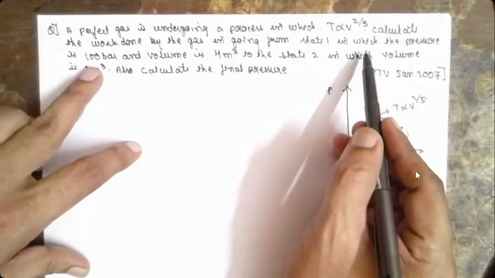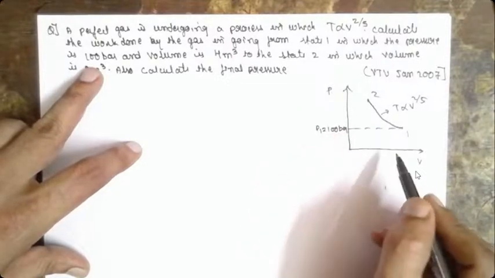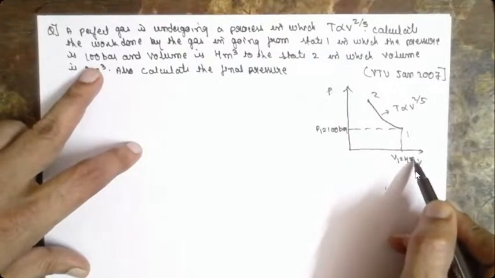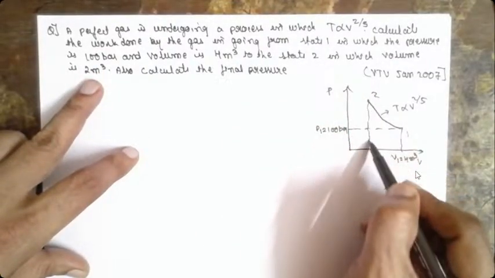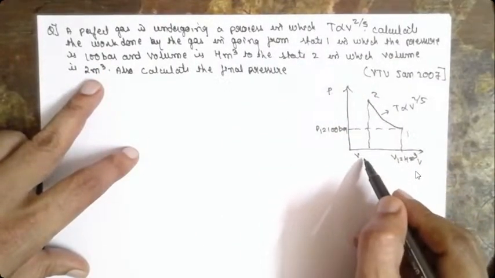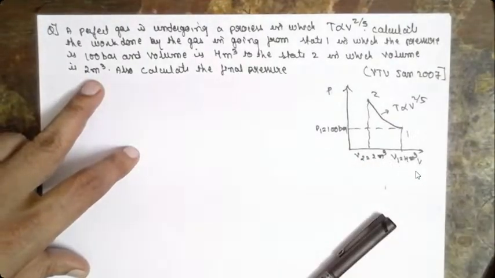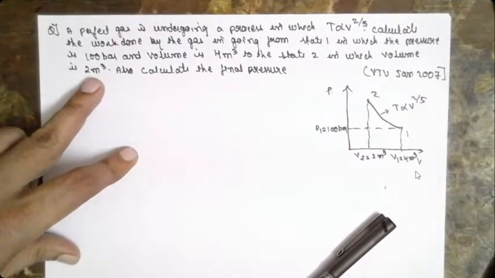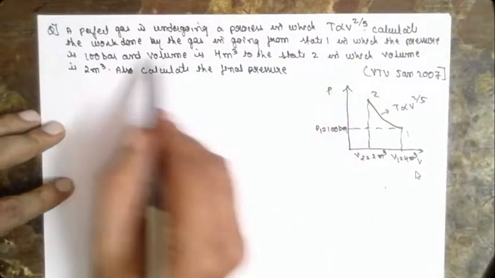State 1 and 2. The pressure is given. P1 is equal to 100 bar and volume V1 is equal to 4 meter cube, to the state 2 in which the volume V2 is equal to 2 meter cube. We have to calculate the final pressure. We need to find out the work done and also calculate the final pressure. This is the diagram with respect to the question. Perfect gas.